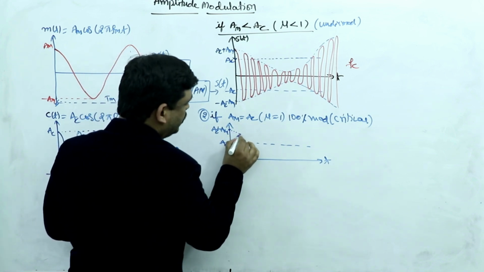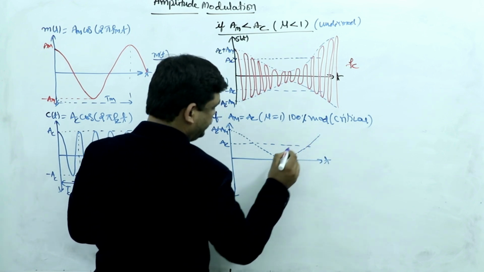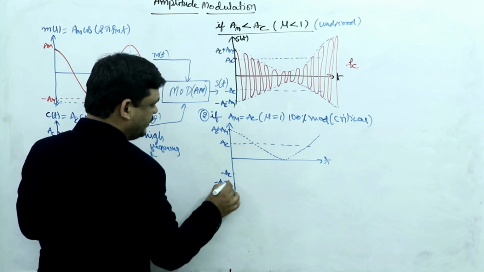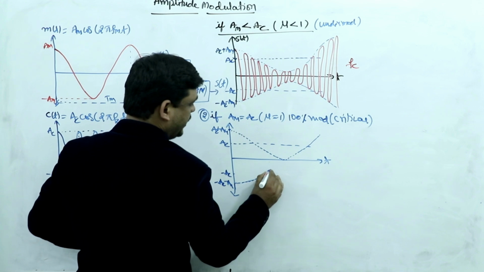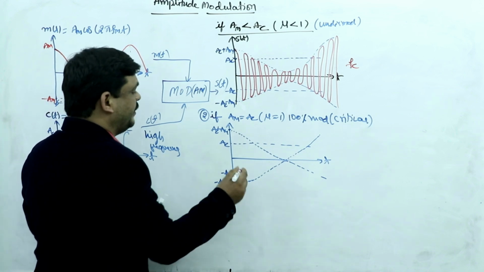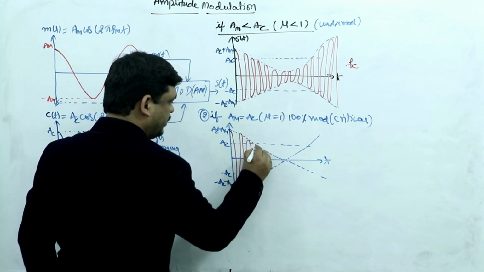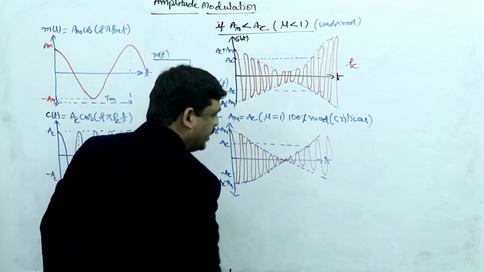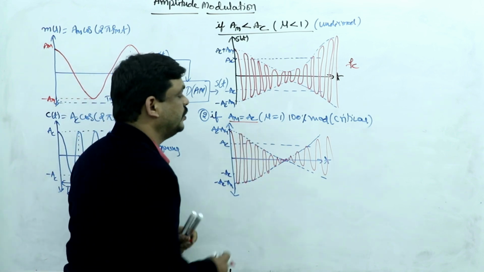If AC and AM both are equal, then the amplitude of the modulated signal touches here, because both are equal now. Similarly, this side also I am assuming minus AC, and here minus AC minus AM. This amplitude is also sinusoidally decreasing, and again it touches here. The amplitude of the carrier signal changes with respect to the amplitude of the modulating signal. So this type of output signal is expected if it follows this condition, AM is equal to AC.